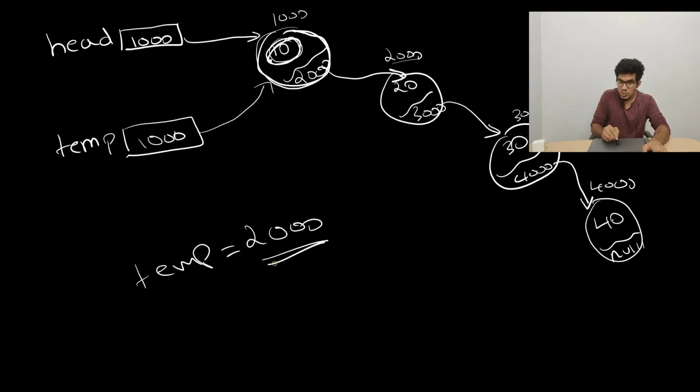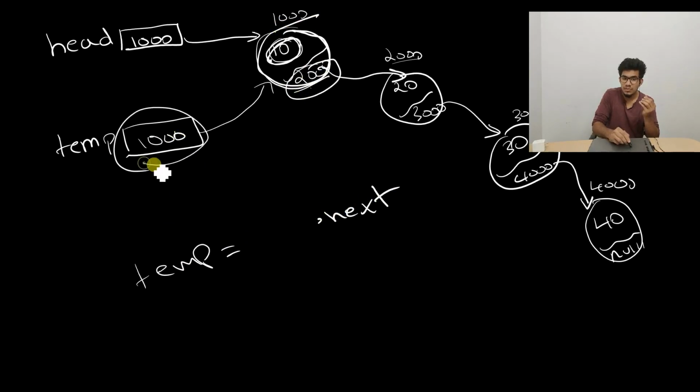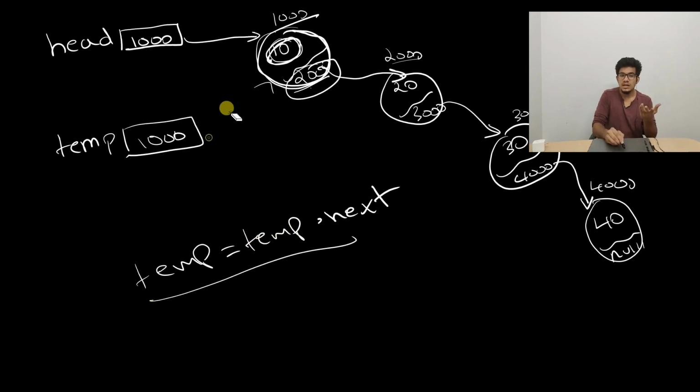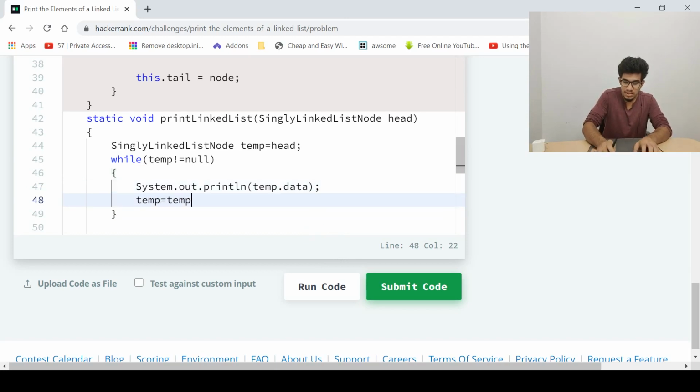But right now, where is 2000 stored? In 1000.next. So in 1000.next, your 2000 is stored. What is 1000? 1000 is nothing but your temp. Don't you think your temp value is 1000? So this is how to update your temp from 1000 to 2000, which means now temp will be pointing to this object. So as soon as you print temp.data, you increment your temp: temp = temp.next.